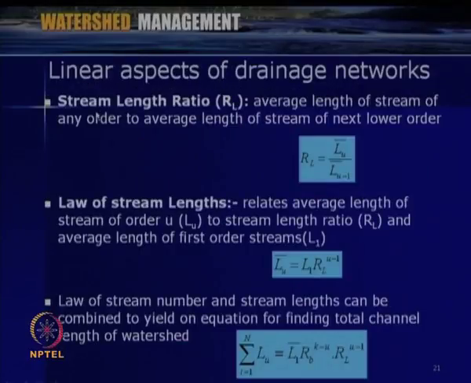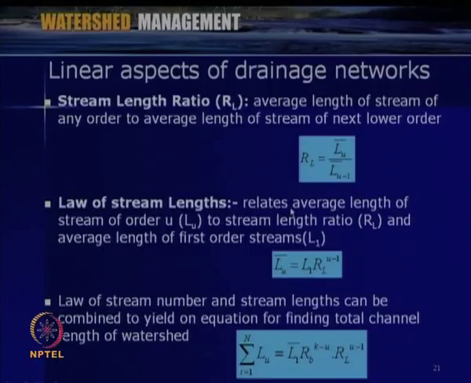Then some other definitions like stream length ratio. That is the average length of streams of any order to the average length of streams of the next lower order. So, RL is equal to Lu bar divided by Lu minus 1 bar. So, that is called stream length ratio.